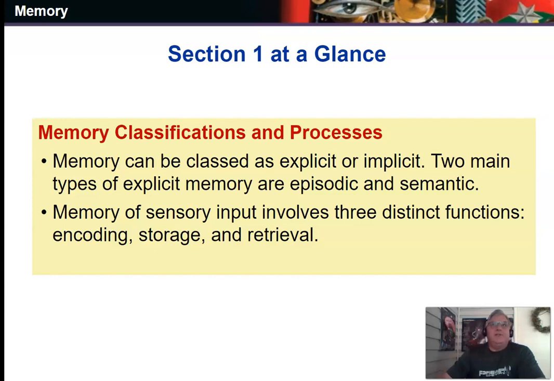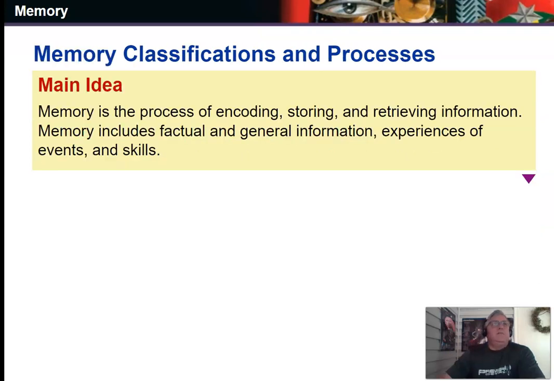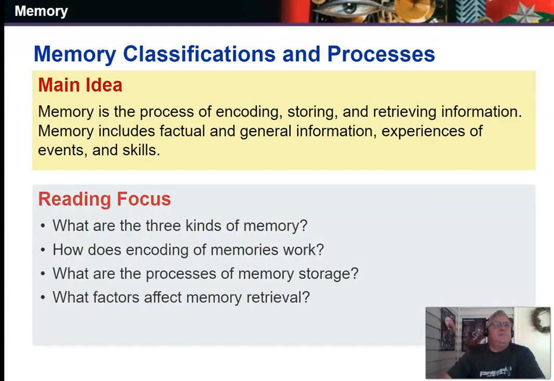Memory can be classified as an explicit or an implicit memory. Two main types of explicit memory are episodic memory and semantic memory. Memory of sensory input involves three distinct functions: encoding, storage, and retrieval. Memory is the process of encoding, storing, and retrieving information. Memory includes factual and general information, experiences of events, and skills.